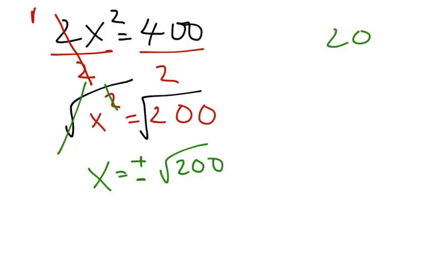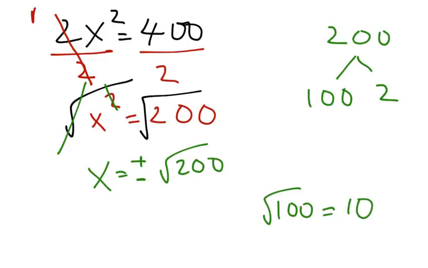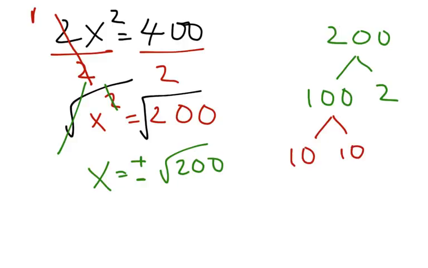I need to take whatever I can out of that radical, so right now I need to break the 200. You can break it into 100 times 2. 100 is a perfect square, so if you see the perfect square right there, you don't need to break it again. The square root of 100 is 10. But if you don't see it, just keep breaking the number. I'm going to keep breaking the 100: 100 is 10 times 10.